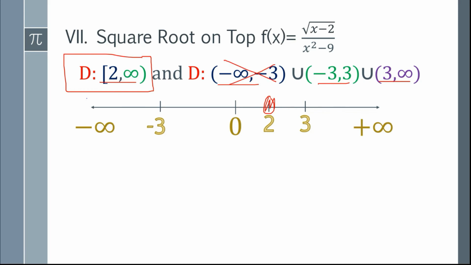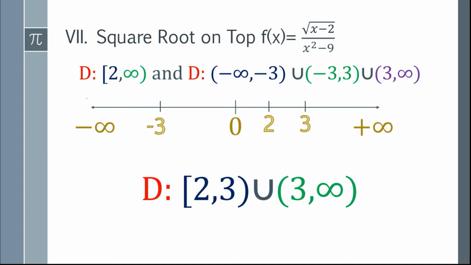Negative 3 to 3. We could ignore the negative values up to 0. So we're not going to write anything here. So ignore. And the next one, it will be 3 to infinity. So extend that one. Because we need to find the intersection. So this is your number line. So the final answer for the domain is 2.